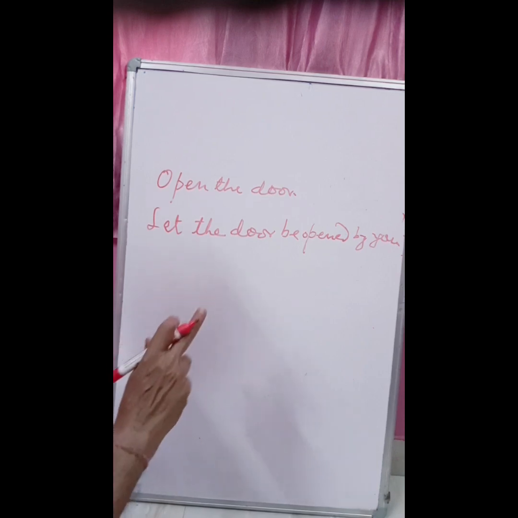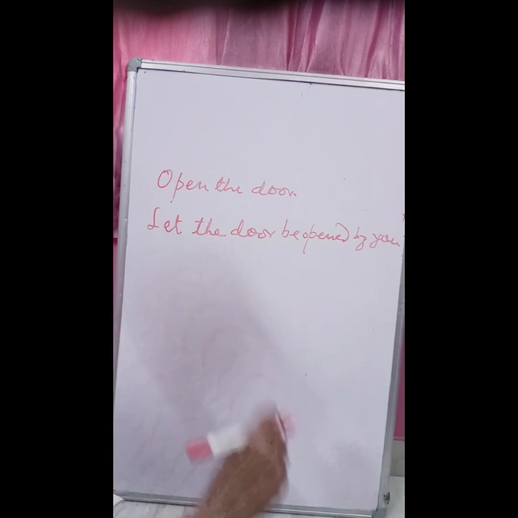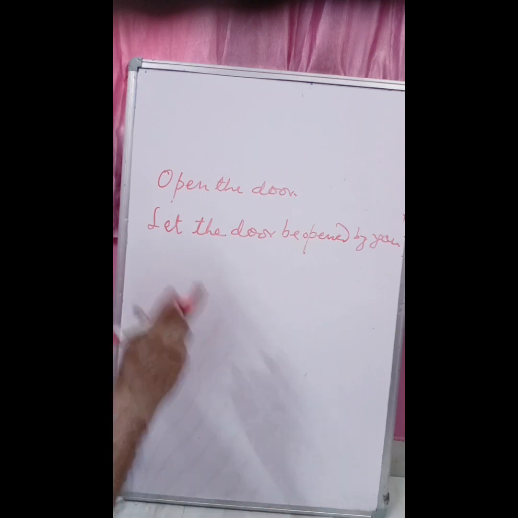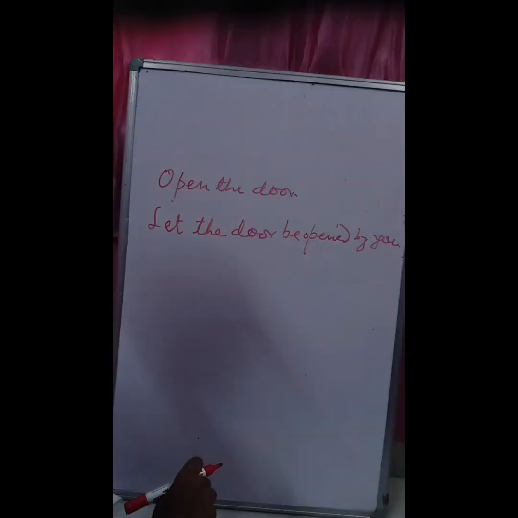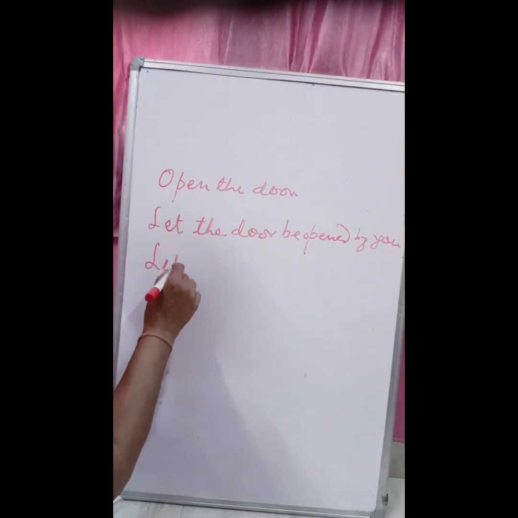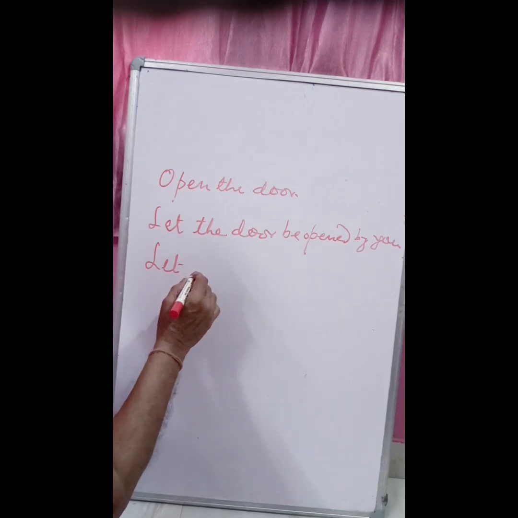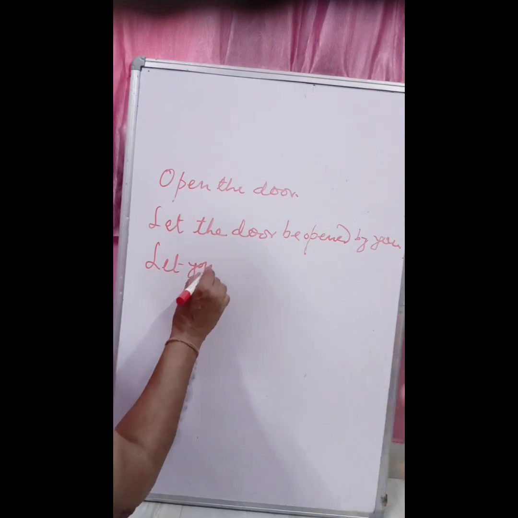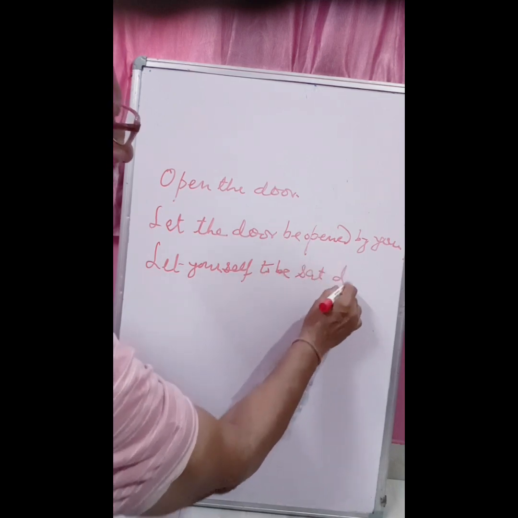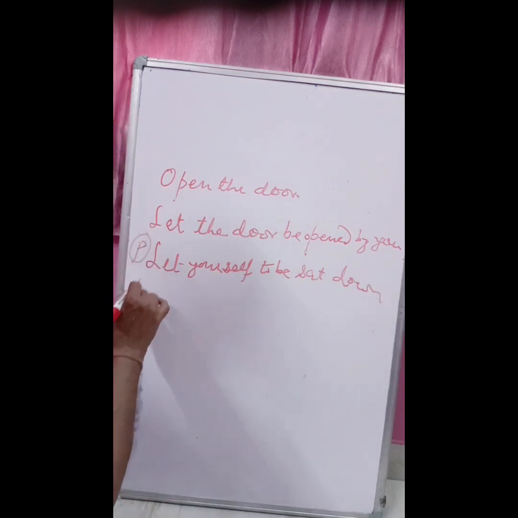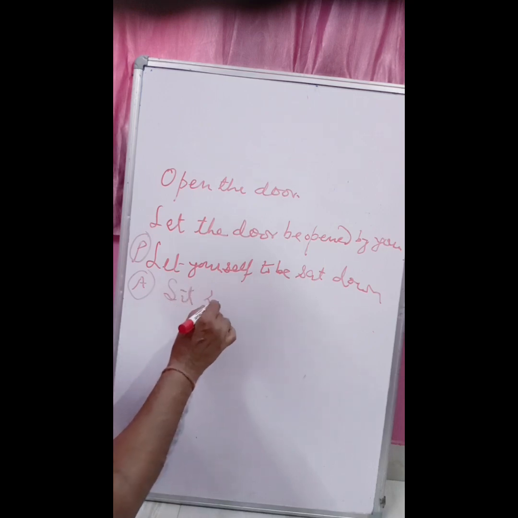Read the book. Let the book be read by you. So these are very typical sentences. Sit down. Let yourself be seated. This is a passive voice form of sit down. These are typical sentences, but very rarely are they asked.